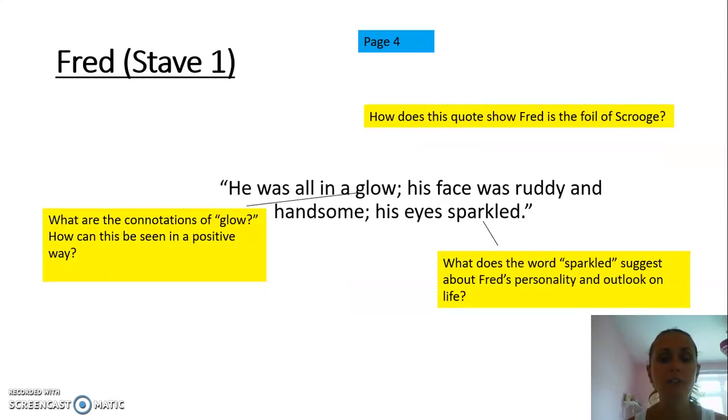Okay, moving on to fact 4 then. So again, we've probably got this one annotated, so it's just adding to those notes that we did in a previous lesson. So it's Fred's introduction on page 4. We've got the use of the word foil there. I'm not going to explain that one this time. It's on your fact sheet, and you have had questions on that from your mentors as well. So how does this quote show that Fred is the foil of Scrooge? And then looking in particular at the use of the word glow and sparkled.